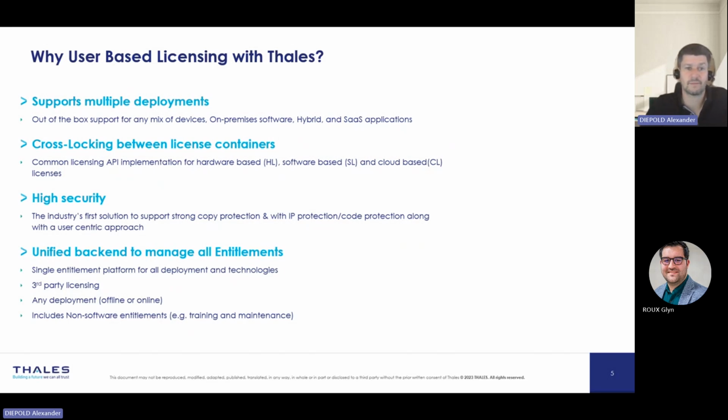We have a benefit of something that is called cross-locking for licensing containers. This is a common licensing API for implementations. And this API is able to access a hardware-based license on a dongle, for example. But the same API can also consume a license from a software-based license or from a cloud-based license. And therefore, with the cloud-based licensing, you also have the user-based licensing approach.